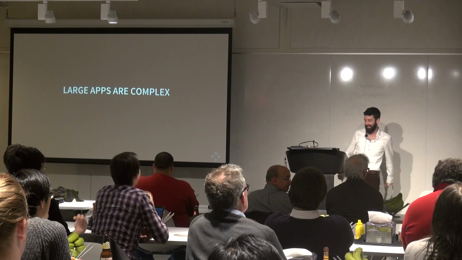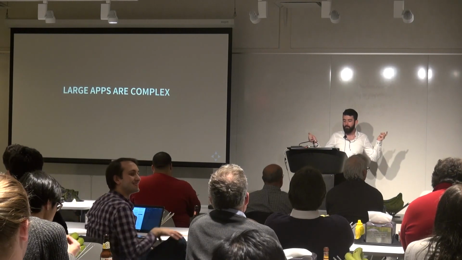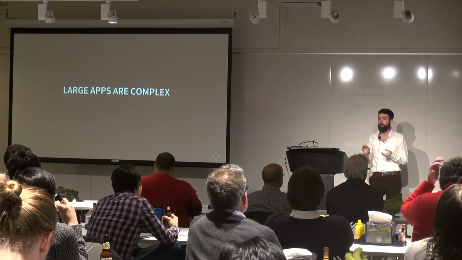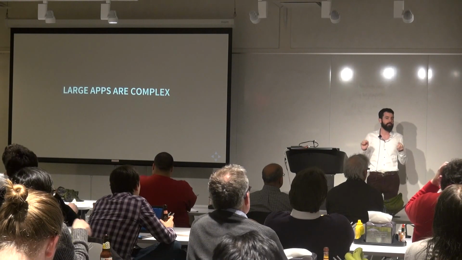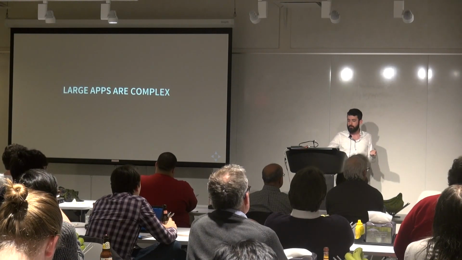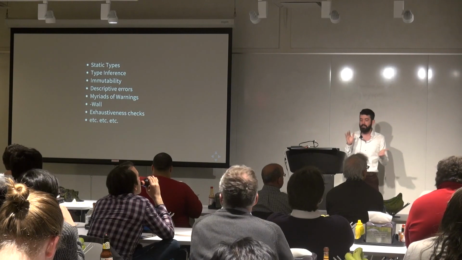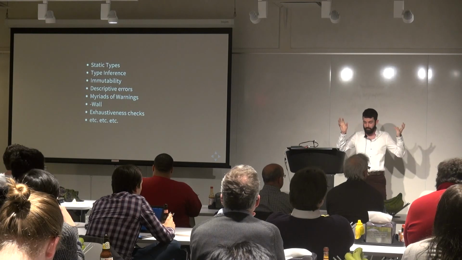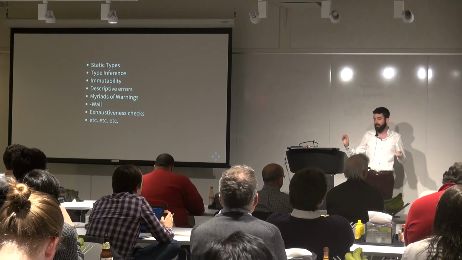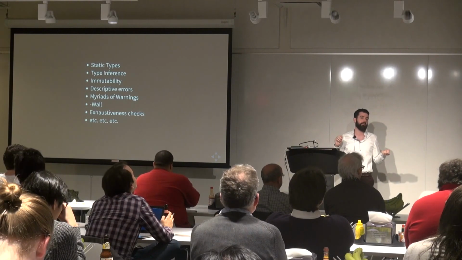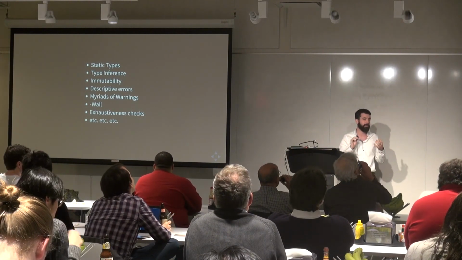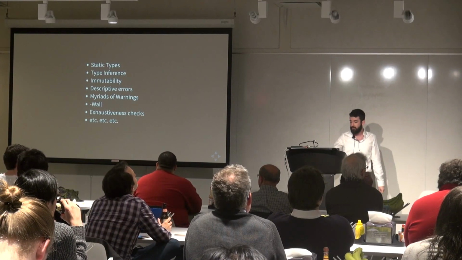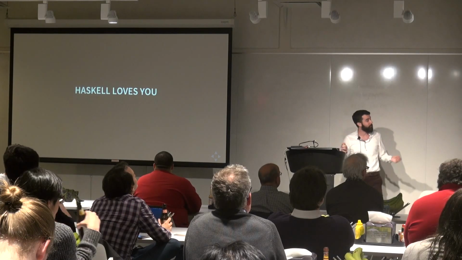More projection? Okay, so our Haskell backend does a great job of allowing us to kind of wrangle this complexity, but the JavaScript front end doesn't really have many tools for that. So when we talk about the tools on our Haskell side, we have static types, type inference, immutability, descriptive error messages, myriads of warnings that help us with areas where we don't have exhaustiveness checks. And we can kind of toggle these things on and off depending on what level of safety and what kind of help we're looking for out of GHC or any other Haskell compiler we're using. Haskell loves you.